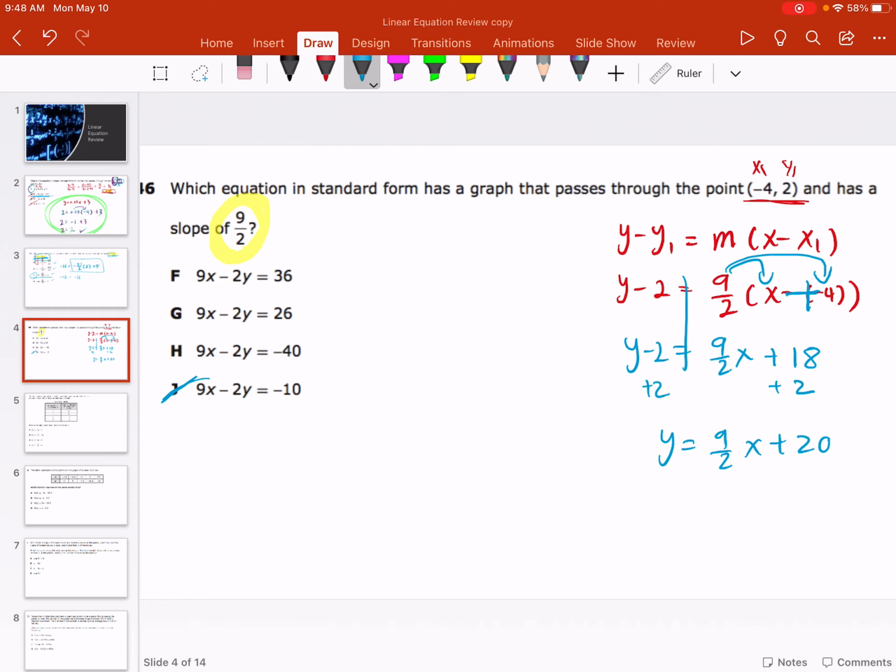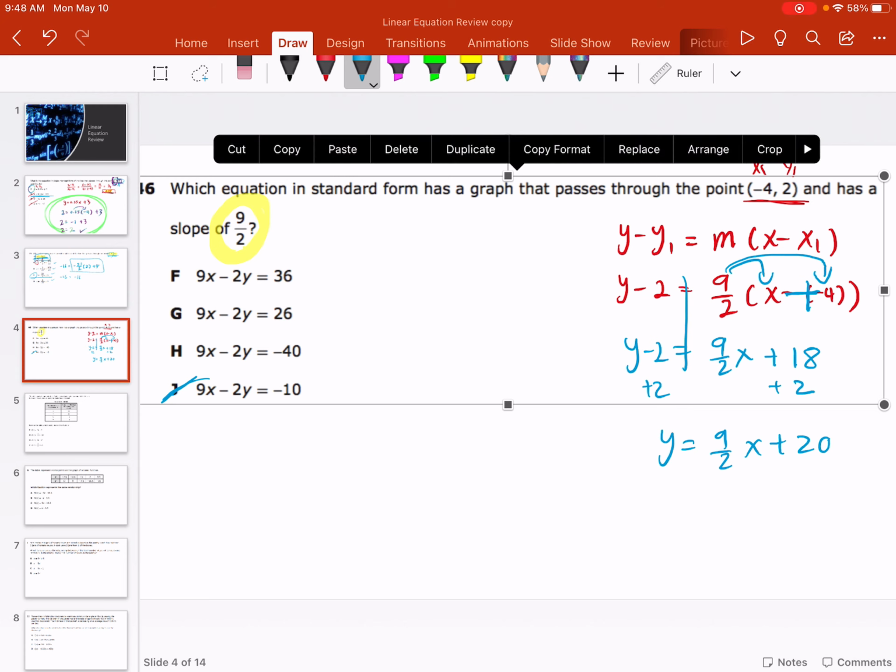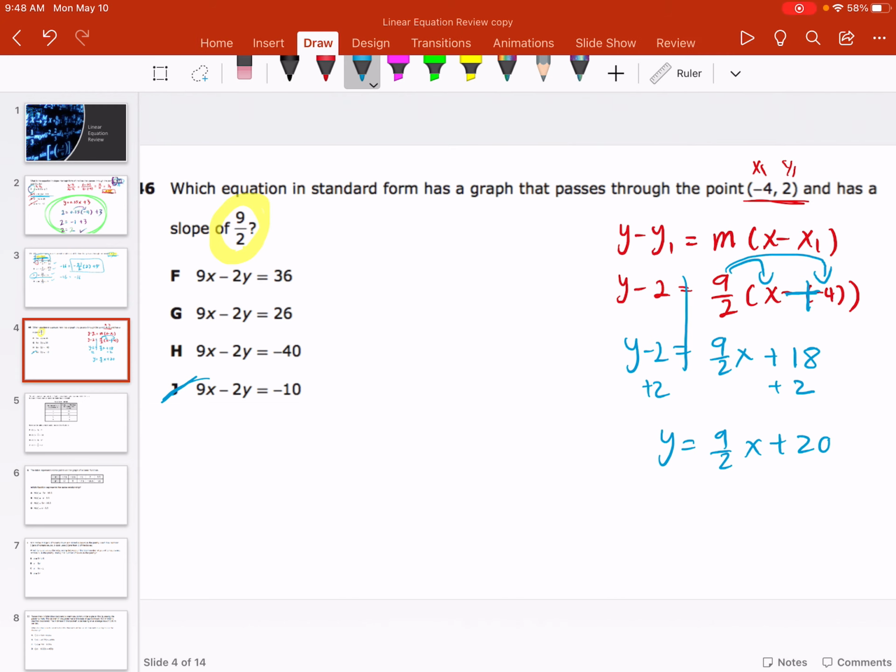So which one of these options is gonna be exactly the same? Simple. You might wanna solve for y for every single one of them. Let me start from the H here, okay? So let me write this one down here. 9x minus 2y equals -40. Minus 9x. I told you this one is very important.